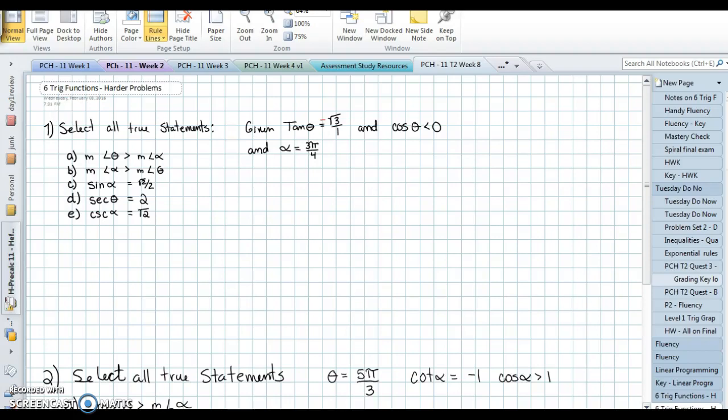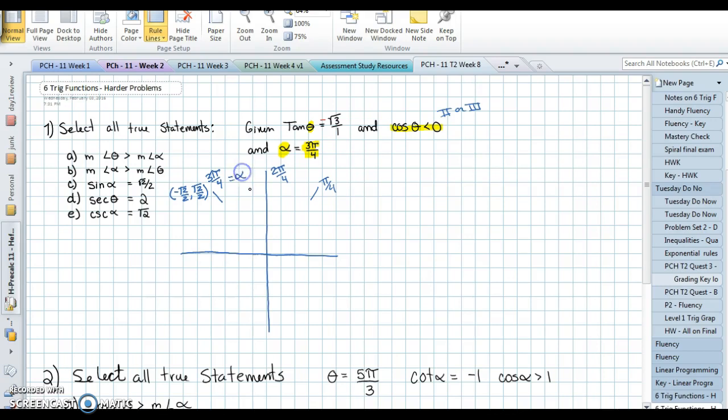You've been asked to select true statements about two angles, theta and alpha. Alpha is given to you as 3 pi over 4, so we could find those out right away. Theta, you're told what tangent of theta is, and that cosine of theta is less than 0, meaning we're in quadrants 2 or 3.